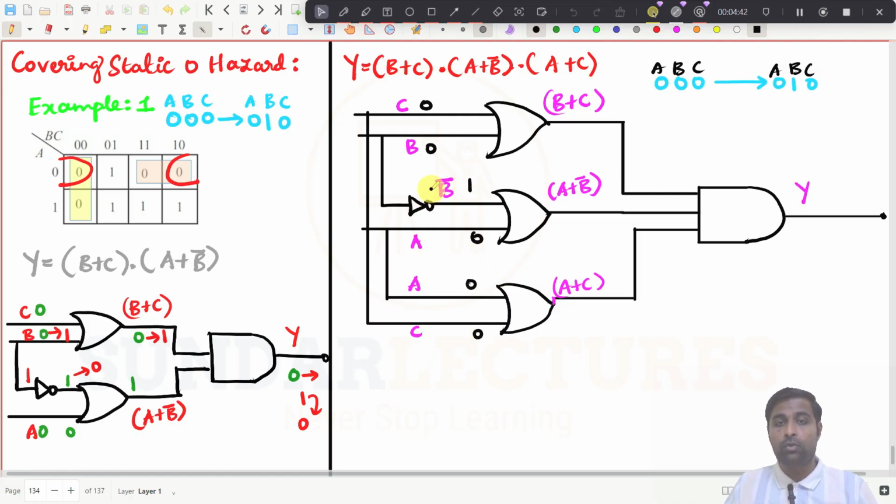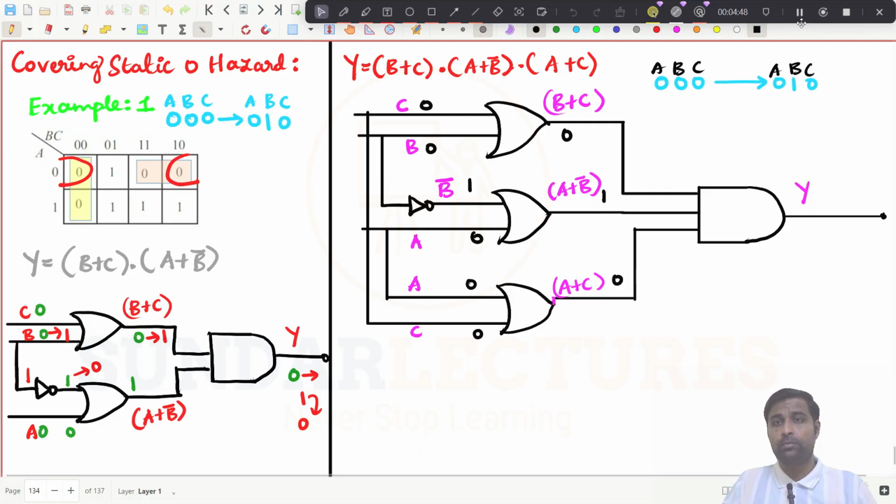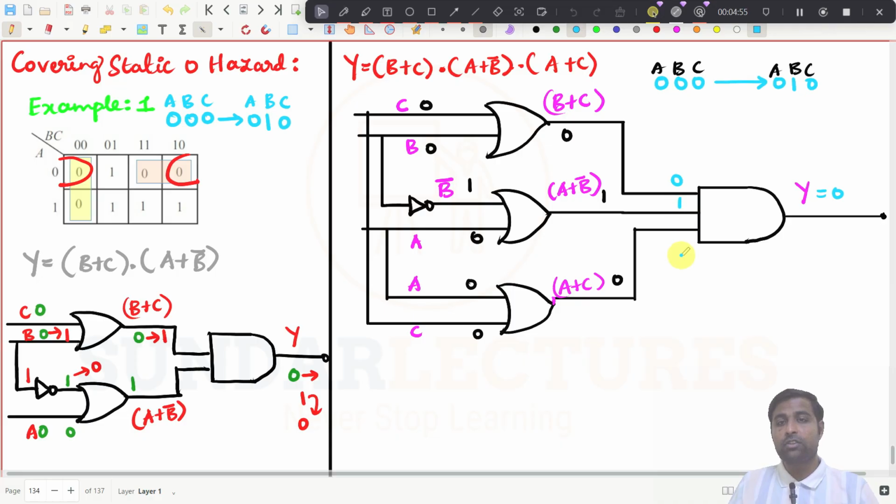So what happens now? This output is 0, this output is 1 and this output is 0. So here the total output of this circuit becomes 0, because this is 0, this is 1, this is 0, simply. Now in the previous case, if this B is changing from 0 to 1, then this gate makes this output 1.